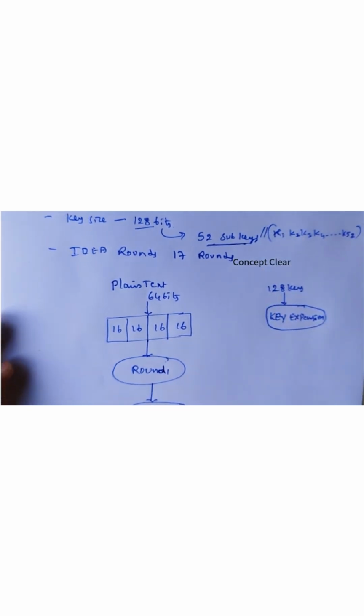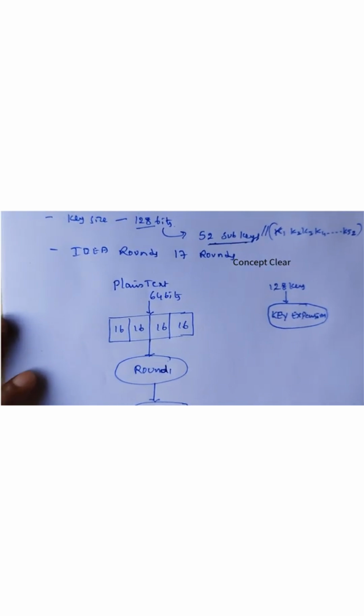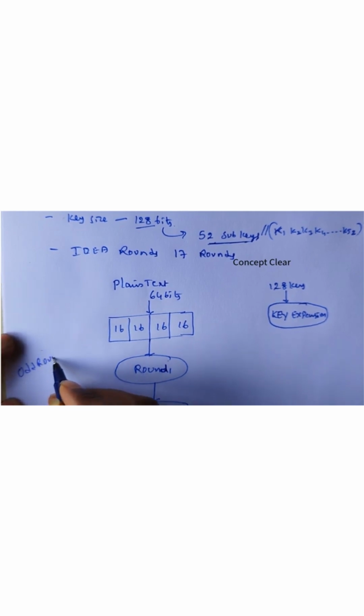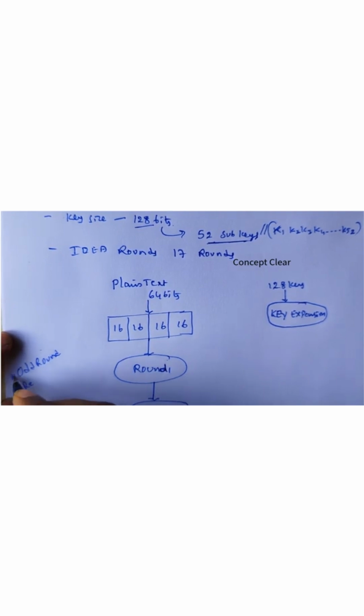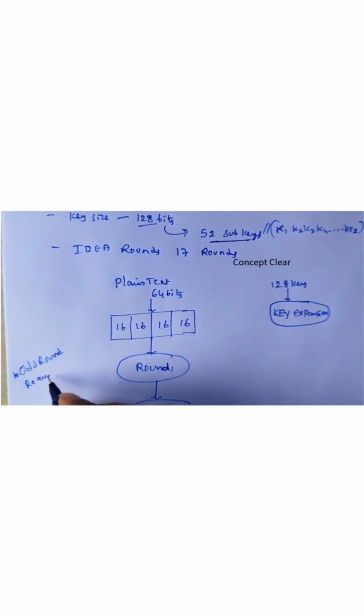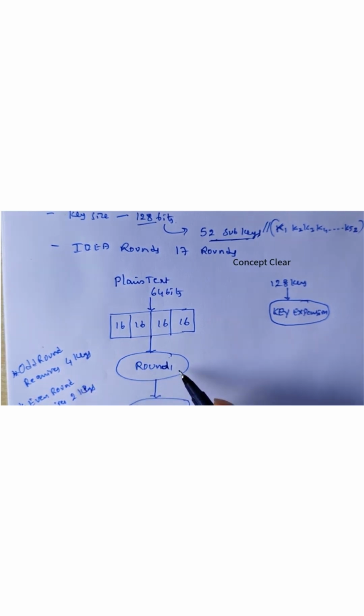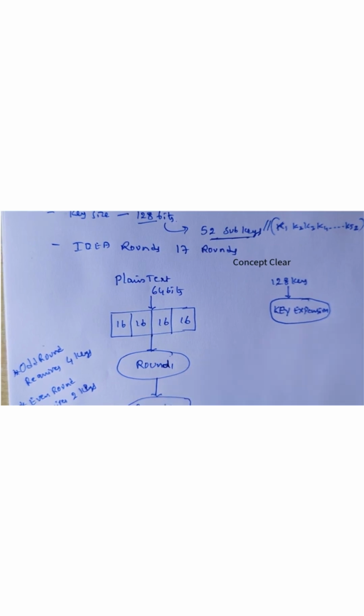Okay, like this. Here odd rounds take 4 keys. Don't get confused here. Odd rounds require 4 keys, and even rounds require 2 keys. Round 1 is an odd round, so how many keys does it require? It requires 4 keys. And round 2 is an even number, so it requires 2 keys.